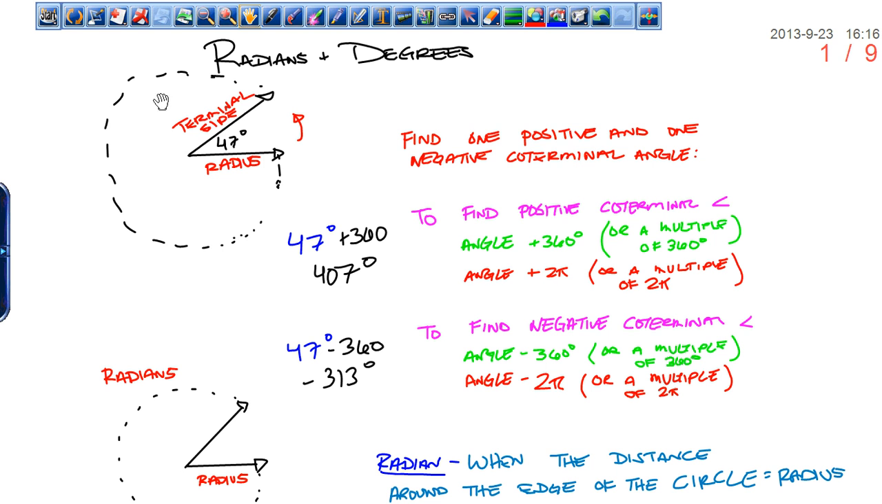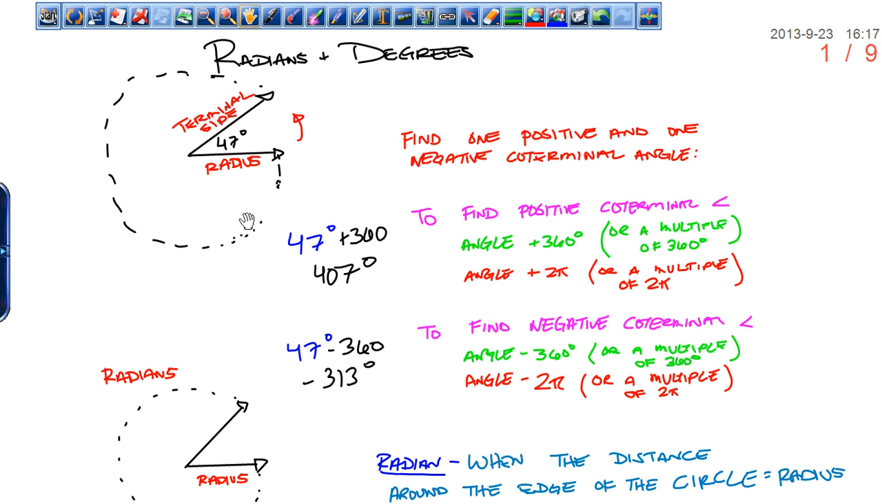So if I were to add 360 to this, I would get 407. If I subtract 360 from this, I would get negative 313. Positive and negative when we're dealing with angles isn't like bad or good, anything like that. It's just talking about which way we're going. I'll show you an example in a little bit of what positive and negative mean.